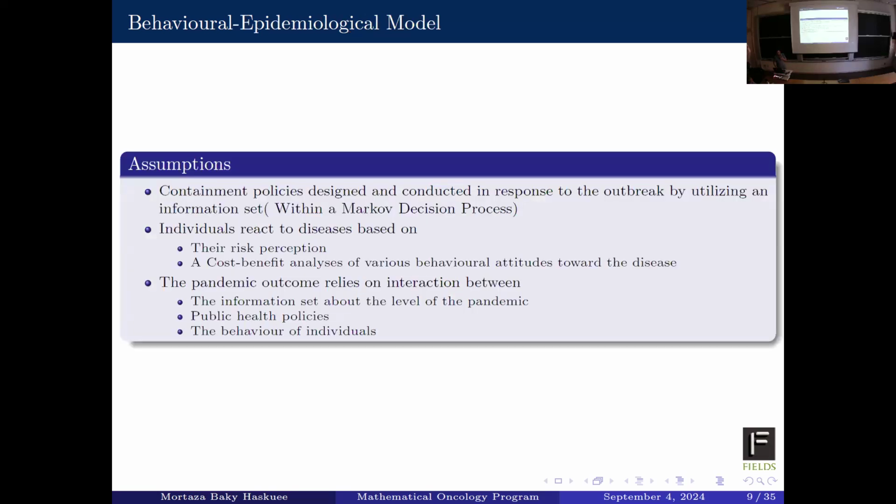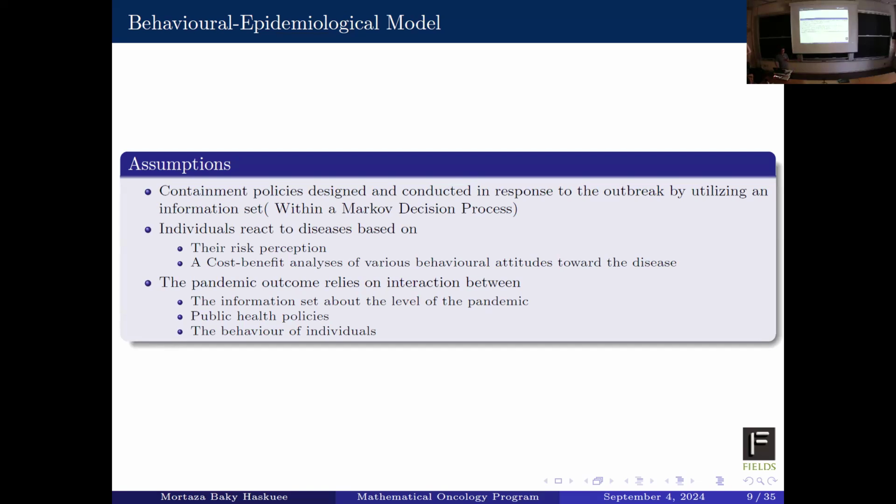Based on this idea, we developed a framework I will show in the next slide, but first I will mention the assumptions behind this framework. We assume that the government and also the people have a set of information to decide. The government decides to design and conduct the containment policies, and the people decide to respond to these policies and to the disease in general. The government uses, in this model that I didn't bring to this slide, a mechanism familiar to a Markov decision process.